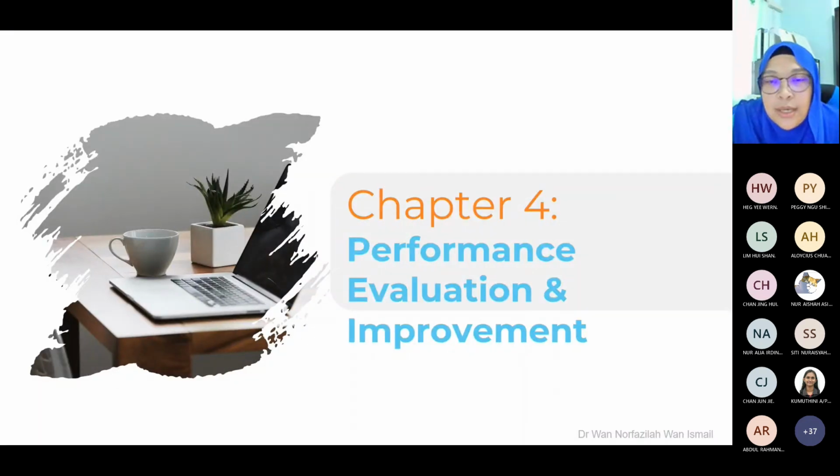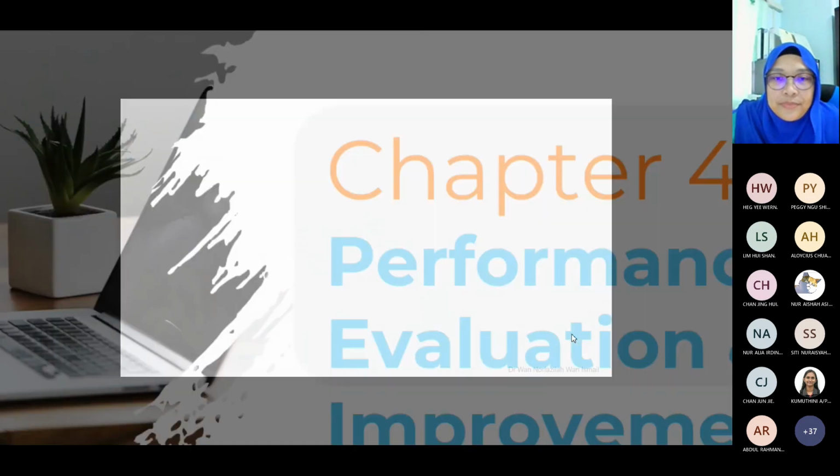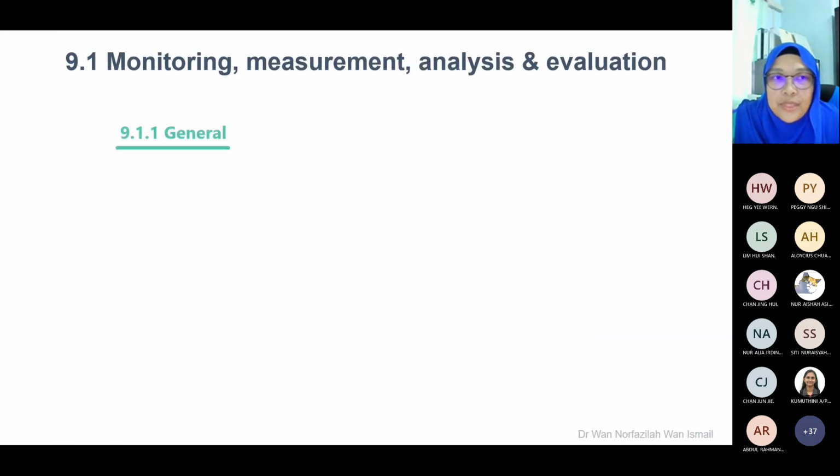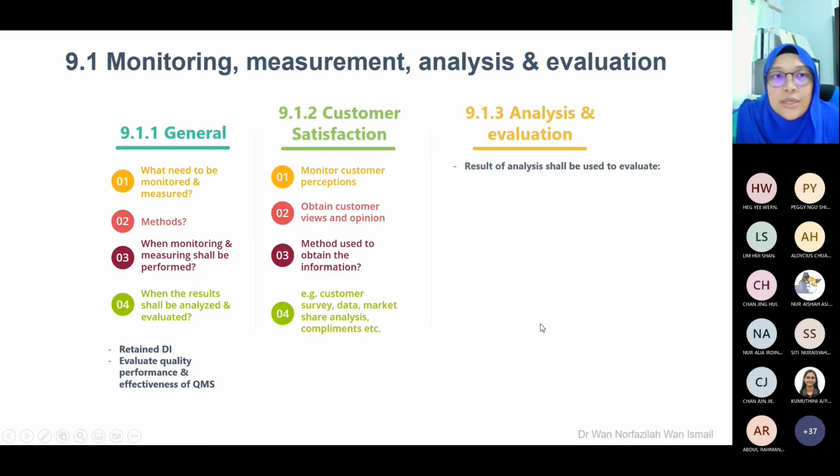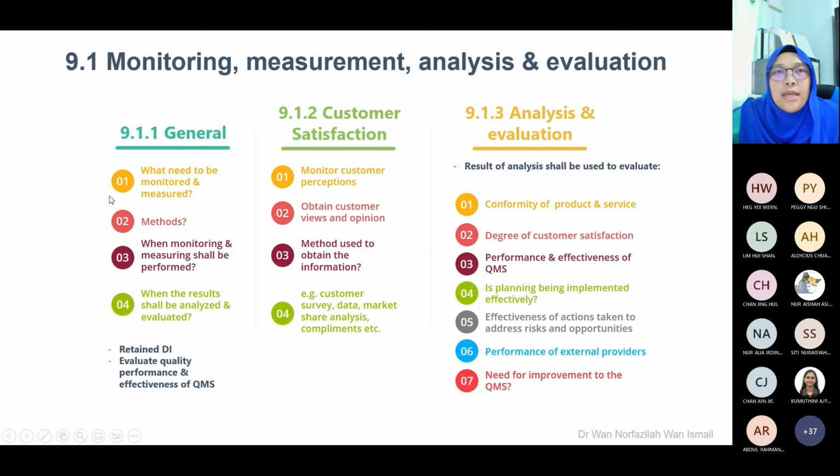Okay, chapter 4. This chapter 4 covers clause 9 and 10 in ISO 9001. Okay, performance evaluation is clause 9 and improvement is clause 10. Okay, 9.1, monitoring, measuring, analysis and evaluation. So what you need to do under performance evaluation, first is to monitor.